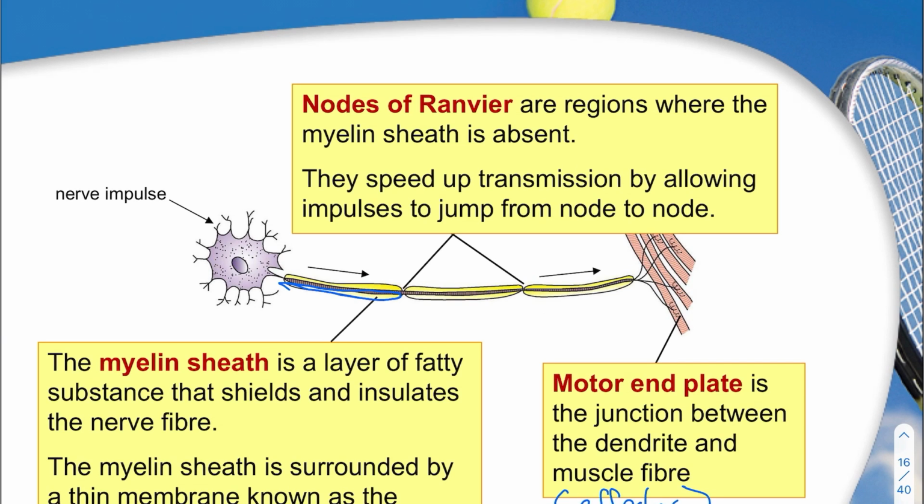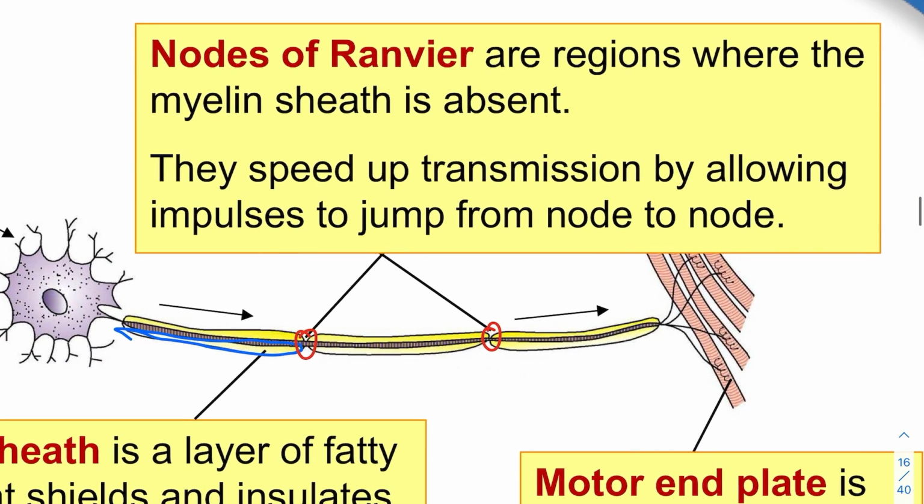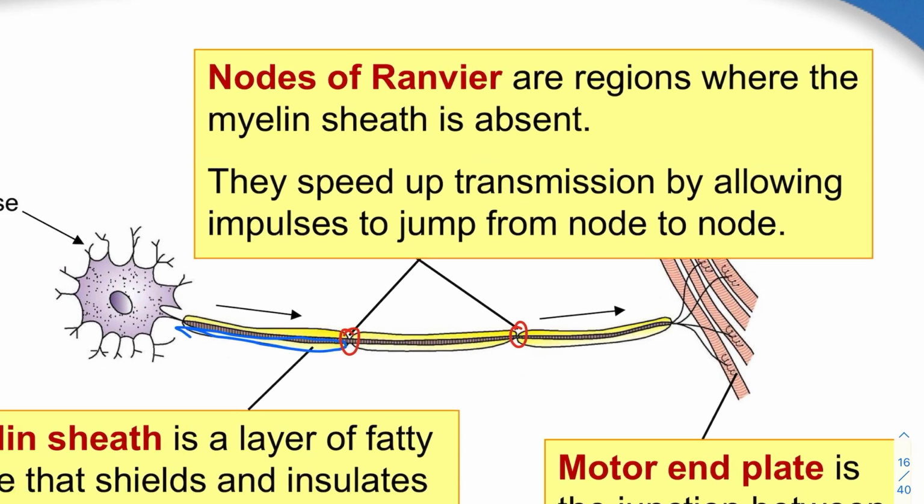where the muscle fibers can be known as the effector. In between, you will see these small gaps. These areas are known as the nodes of Ranvier, where the myelin sheath is absent. What happens is they speed up the transmission by allowing impulses to jump from one node to another. Do note that this particular item is not very important for examination.